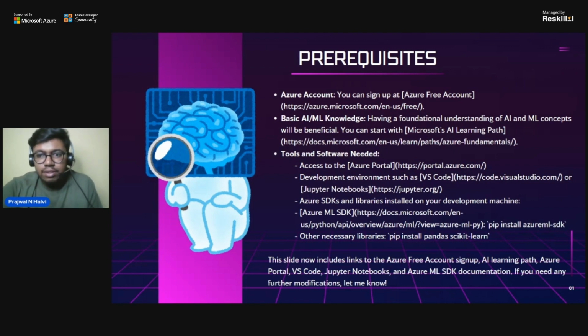You'll also need access to the Azure portal, a development environment like Visual Studio Code or Jupyter Notebooks, and the Azure software development kits and libraries installed on your machine. This includes the Azure Machine Learning software development kits and libraries like Pandas and Scikit-learn. These tools will be your companions as you develop and deploy your AI models.